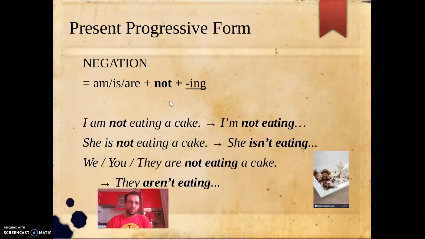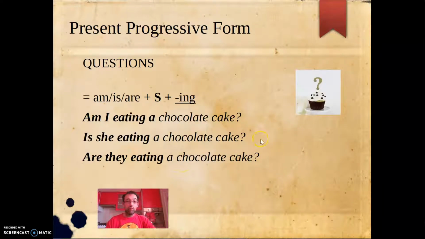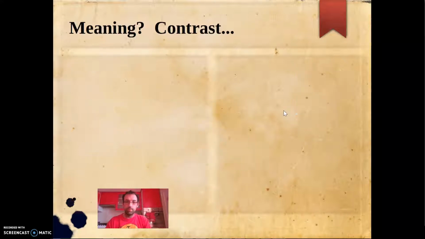Now for negation, this is really straightforward. You just add not, so I'm not eating, she isn't eating, and they aren't eating a cake. For the questions, you might want to take a look at the questions video again, but basically it's again the inversion thing. So instead of I am, it's am I, is she, are they eating a chocolate cake?